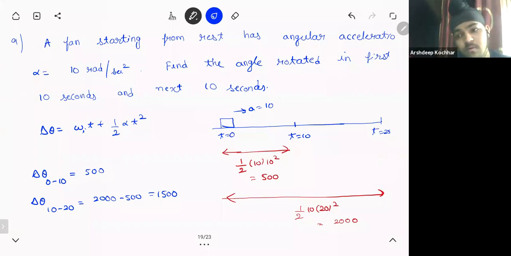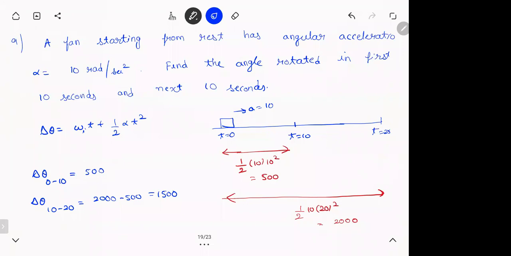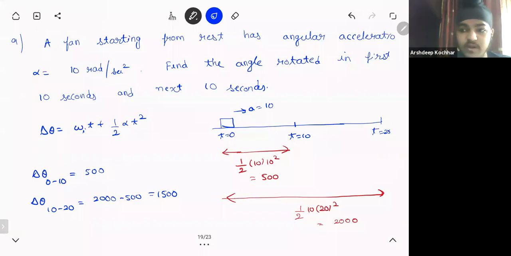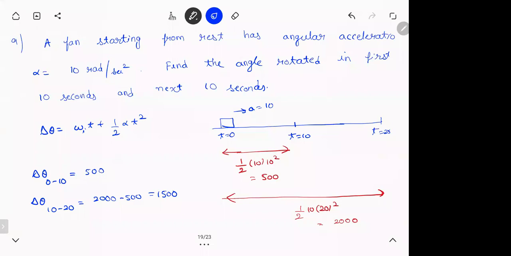Sir, in which cases we can't use this trick? Which one? This, where we imagine the object as a car and straight line? You can do that in circular motion. You can do it every time, circular kinematics.